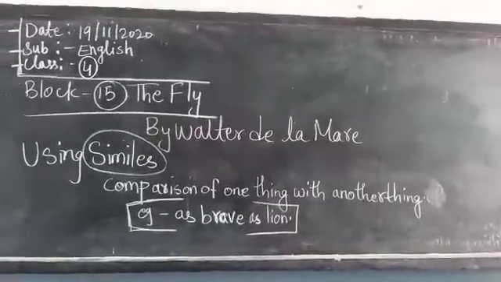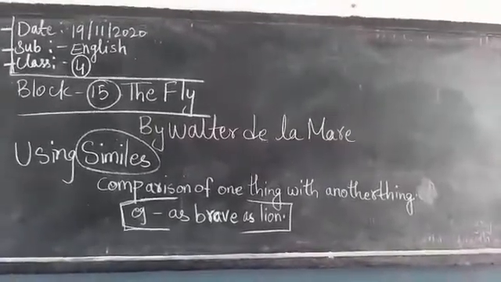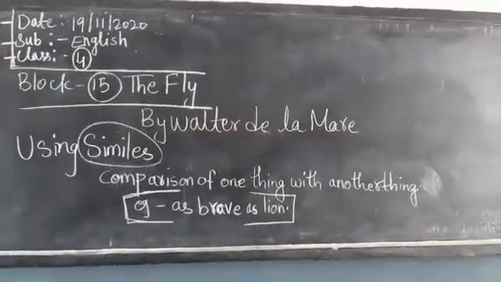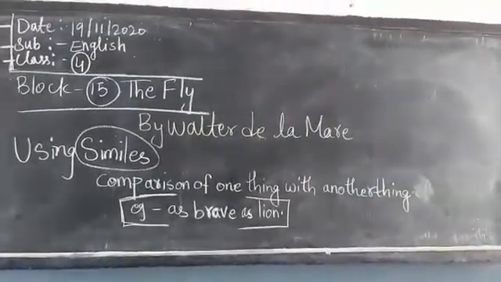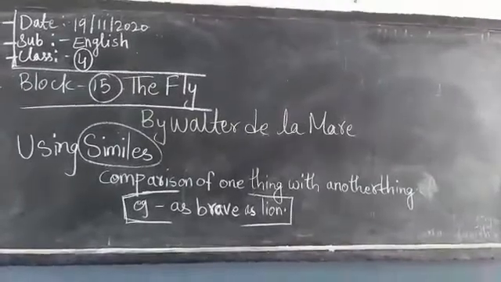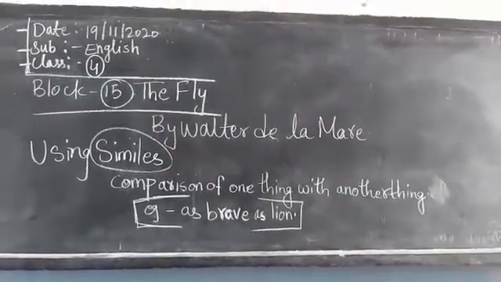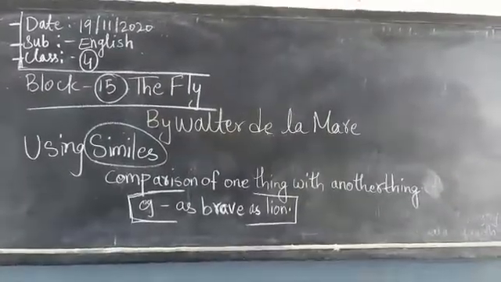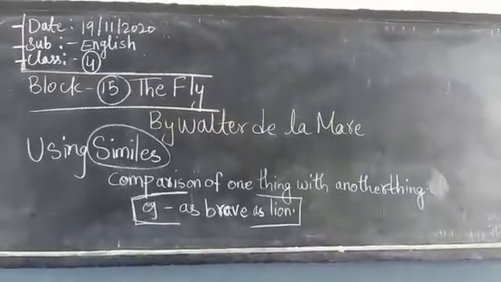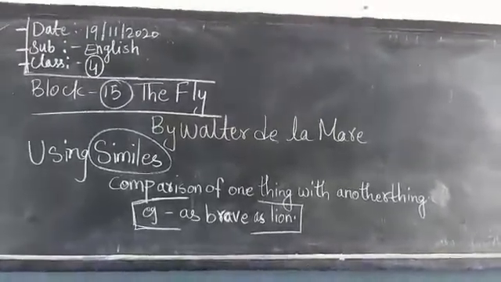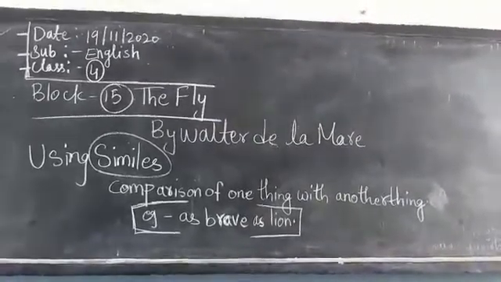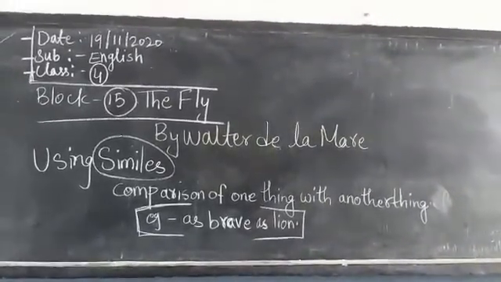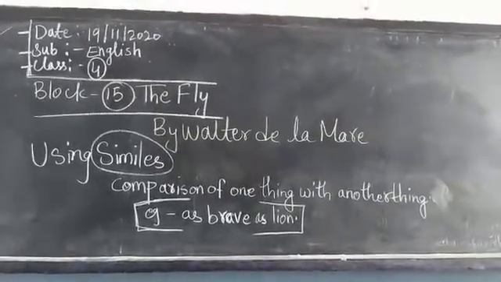Subject English, Grade 4. Block 15, The Fly. It is written using similes in your reader and in your workbook. Don't get confused. The Fly. This is a poem. Who wrote this poem? Walter de la Mare wrote this poem, children. He is the author of this poem. In the last class, we saw that he wrote the poem Silver. Now today we will read the poem The Fly, children.